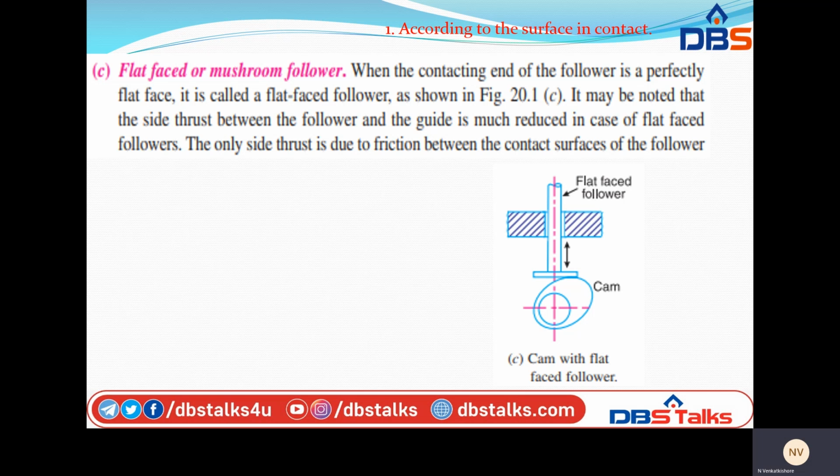Offset means when the axis of the follower and the axis of the cam have either a small difference, or there may be a small gap between the axes, so that they are not in direct contact with the cam.